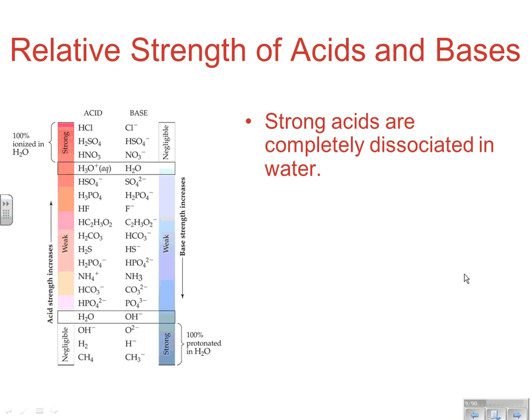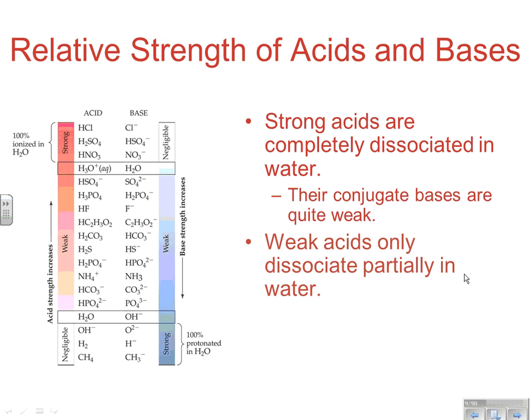They ionize 100%. They totally break apart into H+ and an anion. Now, if you have a strong acid, the conjugate of that strong acid is going to be a very, very weak base. So the stronger the acid is, the weaker its conjugate base is. The weaker the acid is, and remember, weak acids are things that only partially dissociate, the stronger its conjugate base is going to be.